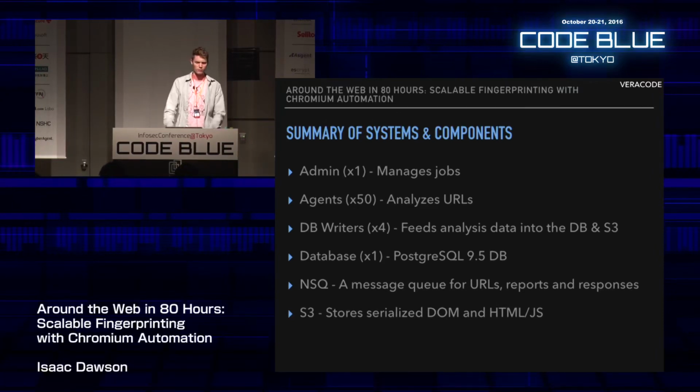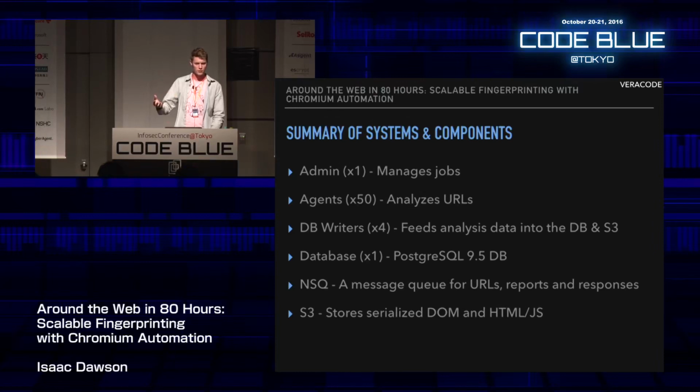The admin service just manages jobs. It's for starting a job, creating the database schema, importing the URL list so the agents can pull from it. The agents, I had about 50 of these running concurrently. They were running C4 large instances, so they're like 3 or 4 gigabytes of memory, CPU optimized, so very fast and good for running browsers in.